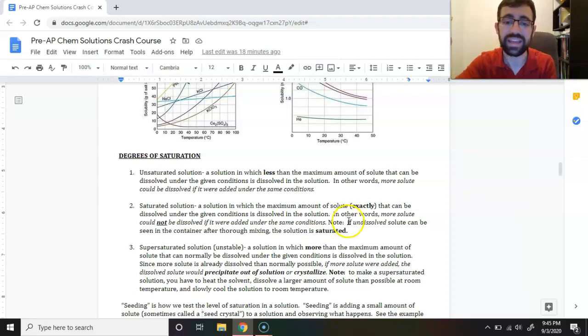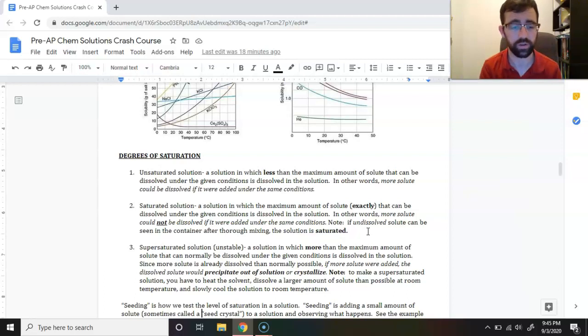Note that if we have undissolved solute, undissolved means it's still a solid just sitting in the bottom of the container. If you can still see undissolved solute in the container after thoroughly mixing, we say the solution is saturated. There's some extra solute at the bottom, but the solution is saturated.